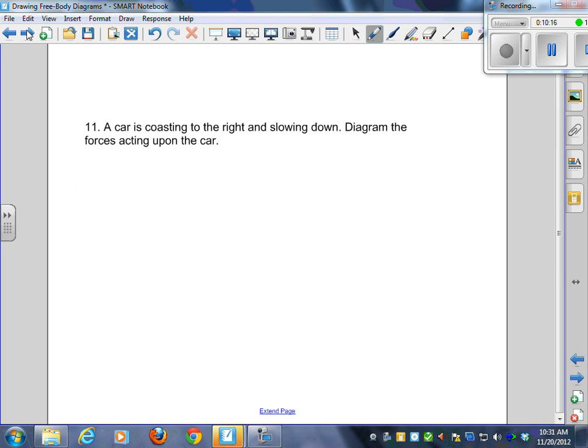Okay, Sean, a car is coasting to the right and slowing down. Diagram the forces acting upon the car. It's coasting, which means the engine is off or the gas is off, right? We have cars traveling on Earth, so we have our weight force. We have a normal force. It's coasting to the right and slowing down. It's already moving. Do I need an arrow going to the right? No. The only thing that's causing it to slow down is friction, like so. Nod and say, I get that.